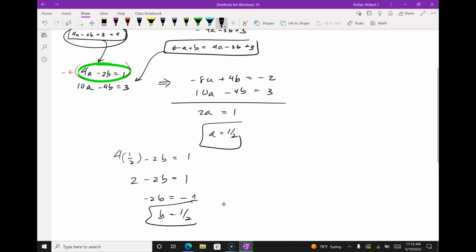But I can multiply by anything I want to both sides of an equation, and I keep equality. Why did I choose -2? Because now I get my b variables, they're opposite. So when I add them, they go to 0. Elimination method. I'm eliminating variable b. Positive 1/2. Yeah, that's an equal sign.